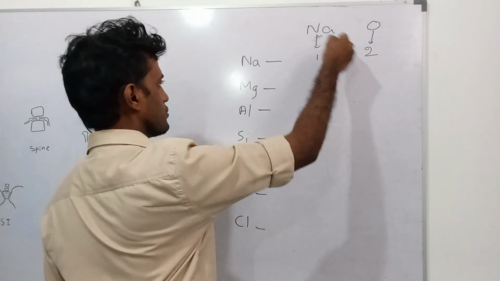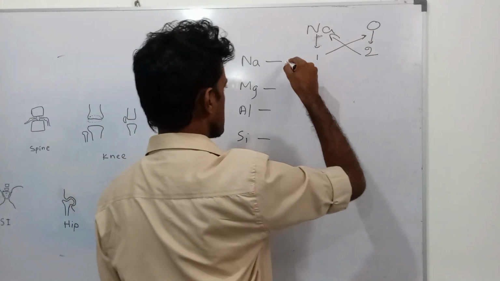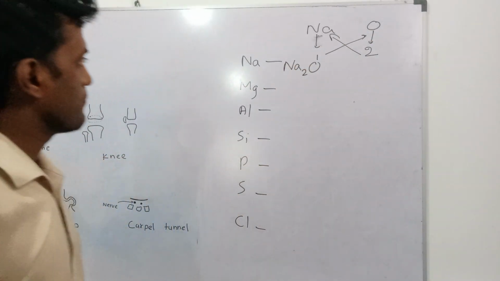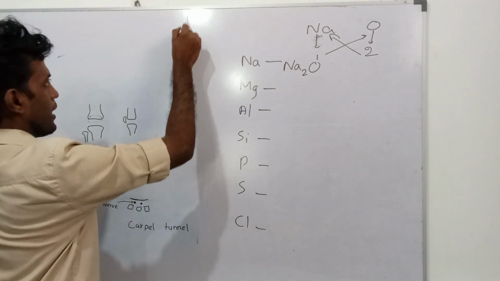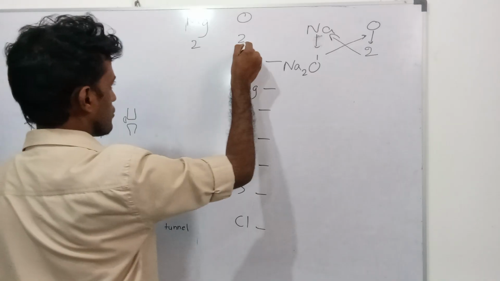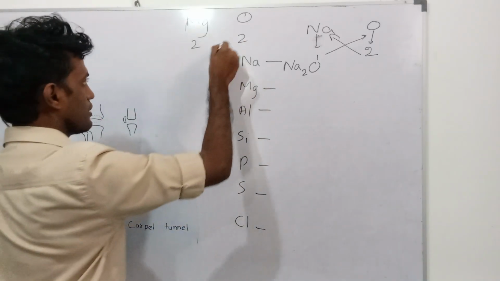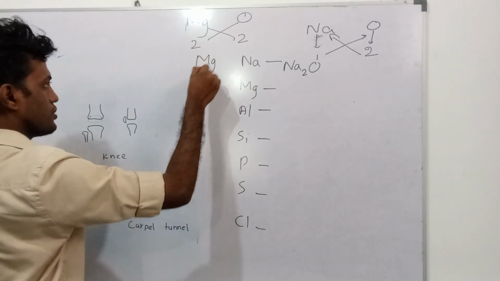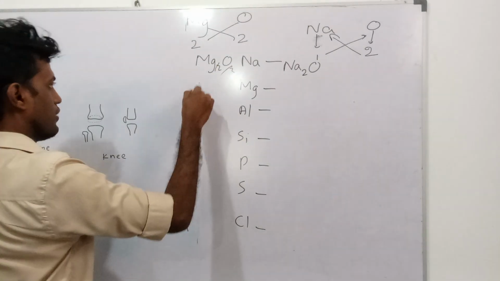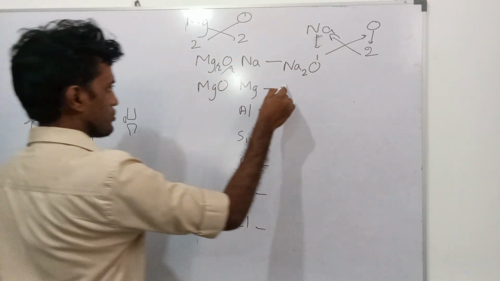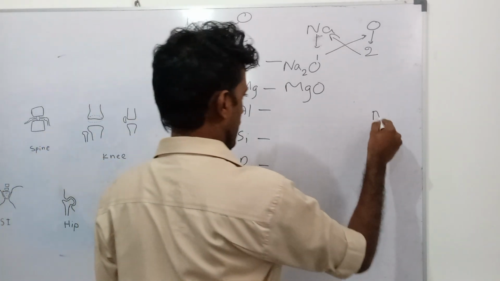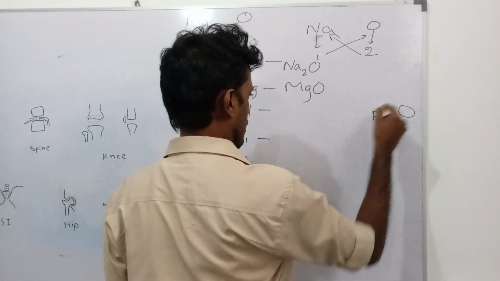So oxygen is 2. Then we exchange these numbers and we get Na2O. Right? Then magnesium with oxygen: magnesium 2, second group, oxygen 2. So Mg2O2, cut off, and MgO. So MgO. Right? Then aluminium, Al and oxygen.